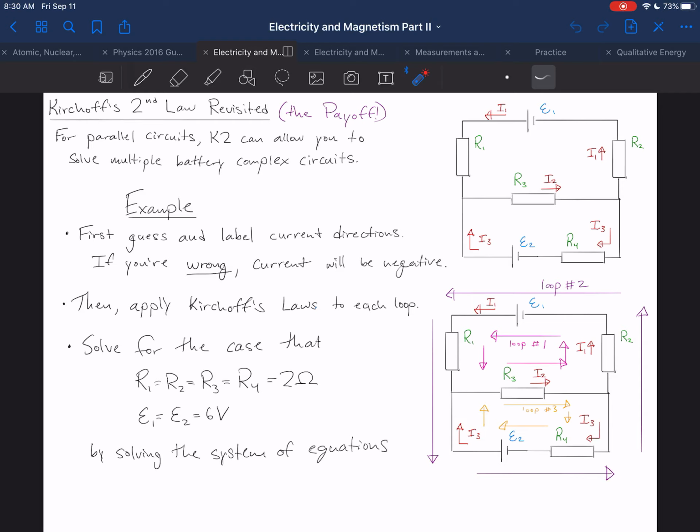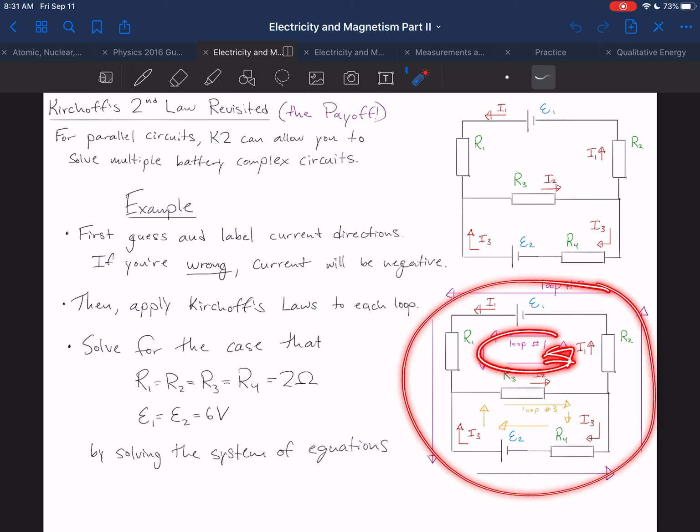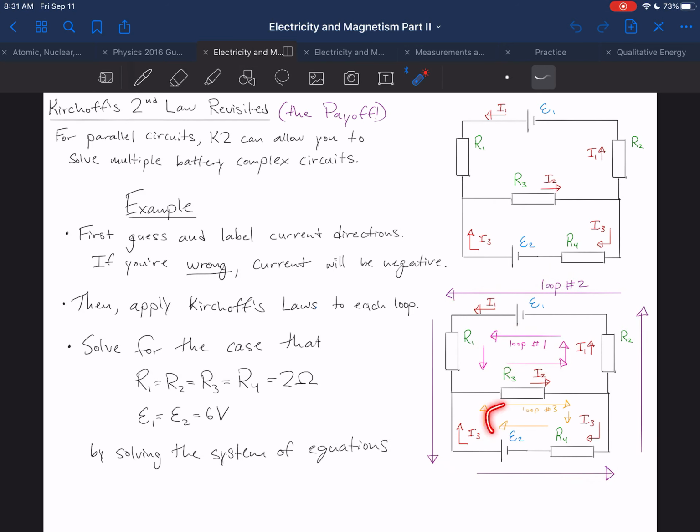So again, for this example, you're welcome to try it out on your own, right? Try applying Kirchoff's law to the various loops within the circuit. I would encourage you to write this out, pause the video at this point, and draw out this circuit, and then label the three possible loops. 1, 2, all the way around, and then 3, within this little branch.